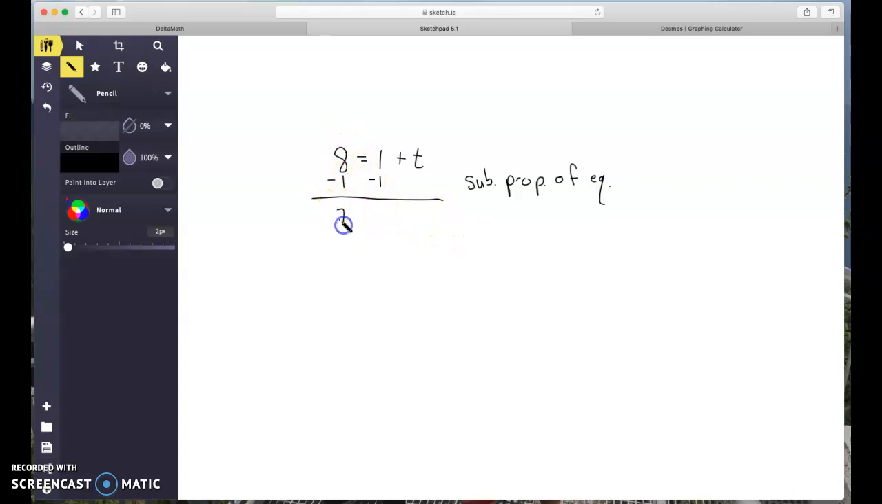So 8 minus 1 gives me 7. 1 minus 1 is 0. And I know 0 plus t is just equal to t, so 7 equals t.